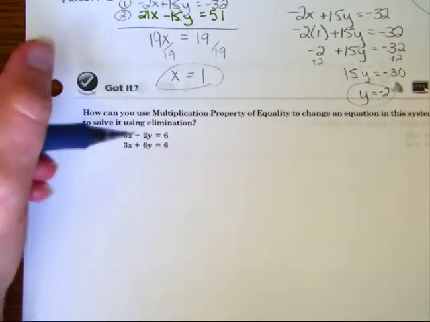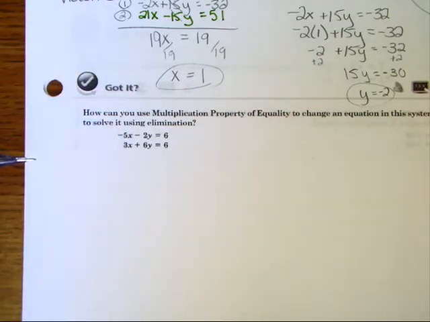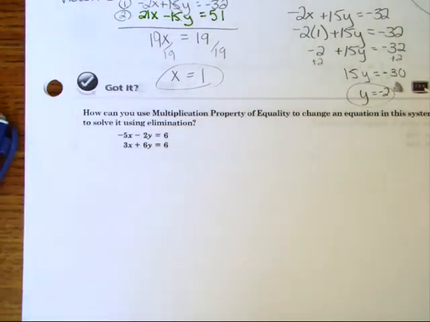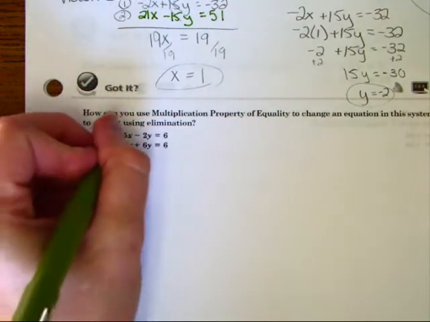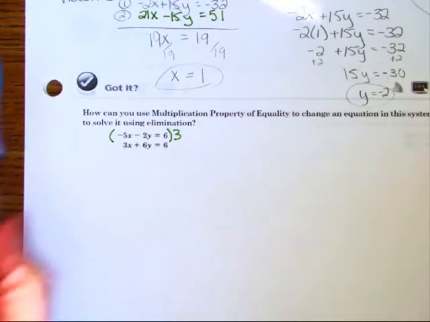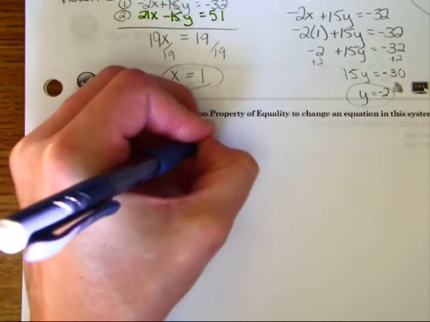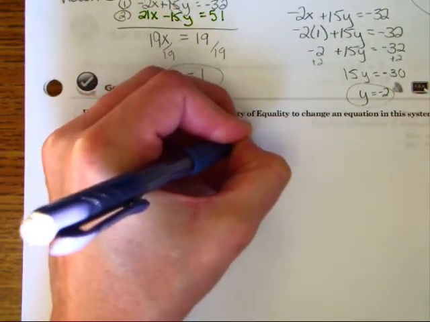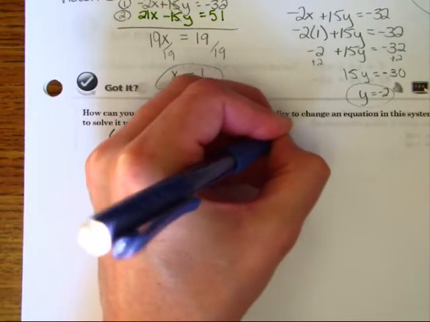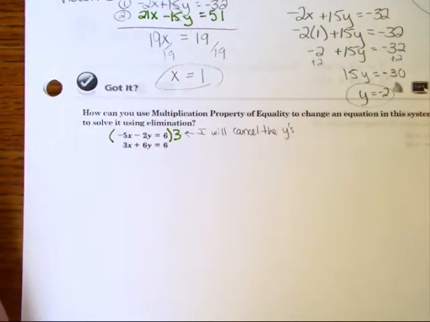Alright, what's easier? Is it easier to make the 5 and the 3 cancel, or is it easier to make the 2 and the 6 cancel? Did you take a guess? The correct guess is it's much easier to make the 2 and the 6 cancel. Yes, they are already different signs, which we love, okay? All I have to do is multiply the top one by a 3. Now, Mrs. L, why are you multiplying the top one by a 3? By multiplying the top one by a 3, I will cancel the y's. See? It is like magic.